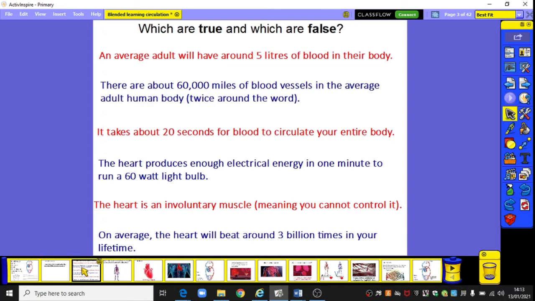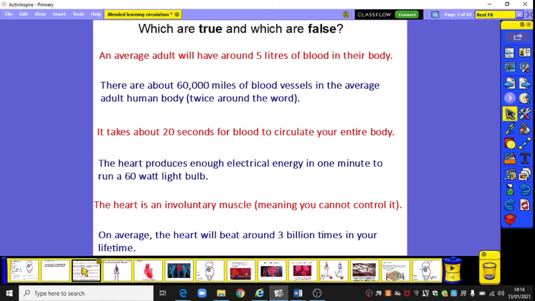So we're going to start with a little bit of a true and a false activity. Now I've got some statements on the board in front of you, and these statements are for you to read through and decide whether they are true or false. Now I will read them through to you just in case you are finding that tricky, but as I do, have a think, are these statements true or false?